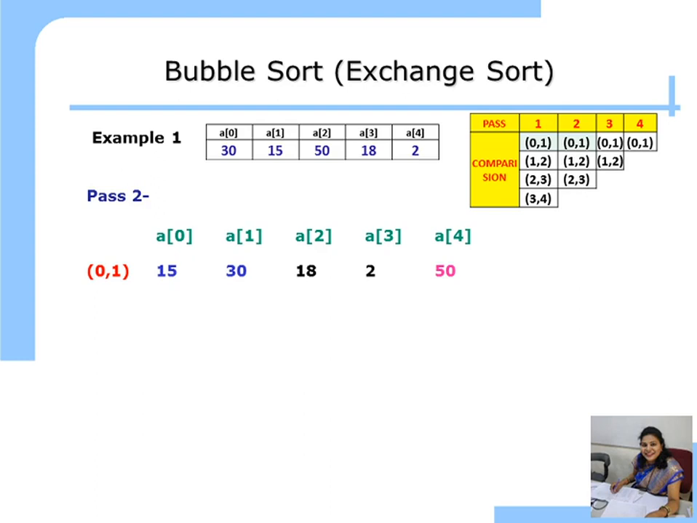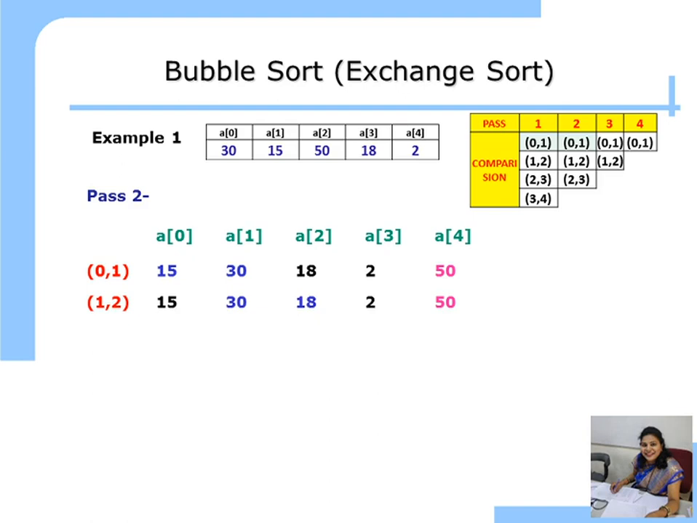First comparison is between the 0th and first element. What is present at the 0th location? 15. What is present at the first location? It is 30. Is the 0th element greater than the first element? Is 15 greater than 30? No. If it is greater, then we are going to perform the swapping. It is not, so we are not going to perform the swapping. So what will be the output? It will be 15, 30, same, 18, 2 and 50. And we will do the next comparison.